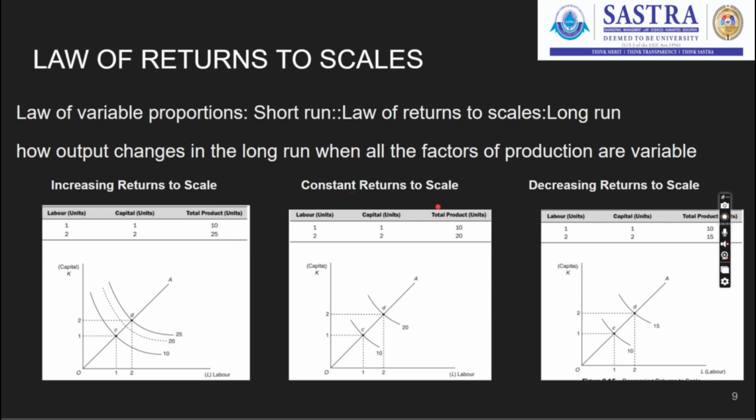Constant returns to scale is when the inputs, labor and capital, have been increased from 1 to 2, but the total product has increased to 20, which is proportionate. And decreasing returns to scale is when the labor and capital have been increased from 1 to 2, but the total has increased less than proportionately.